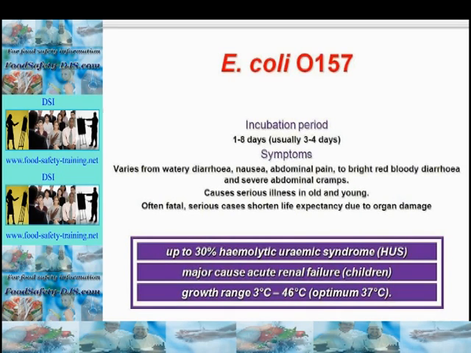The growth range of this bacteria is 3 to 46 degrees Celsius, optimum temperature about 37 degrees C. The duration of the illness is around 2 weeks unless there are complications, and again depending on the person, whether they're very young or old. Other characteristics include it's a gram-negative rod. It requires a low infective dose, less than 100 bacteria. It's a facultative anaerobe and it's acid tolerant.